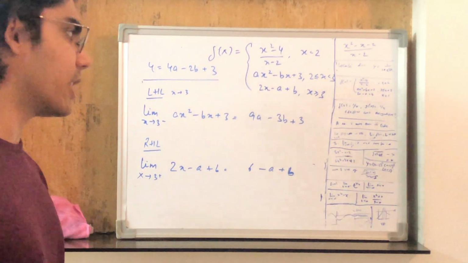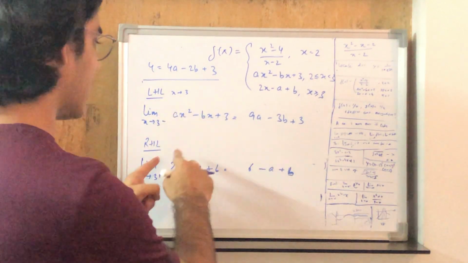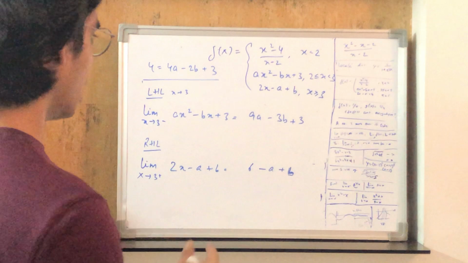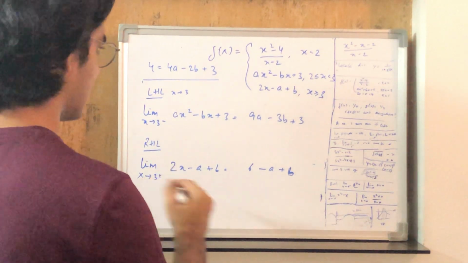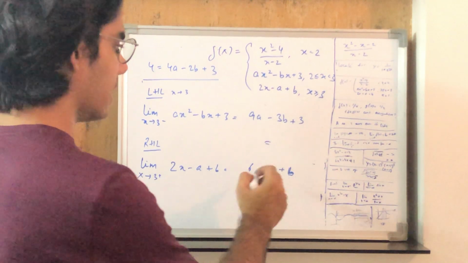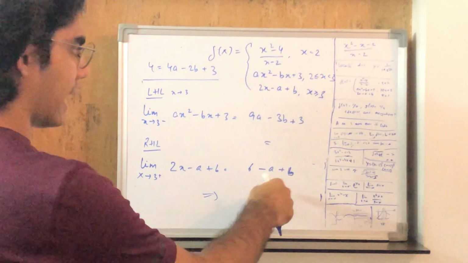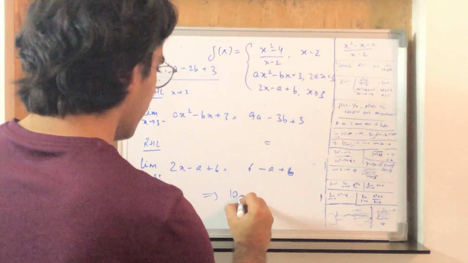And by the same logic, I know that this function is continuous at x equal to 3, which means the left-hand limit and the right-hand limit have to be the same. So what I can write is this: 9a minus 3b plus 3 is equal to 6 minus a plus b. I can take the a to that side, and I get 10a.